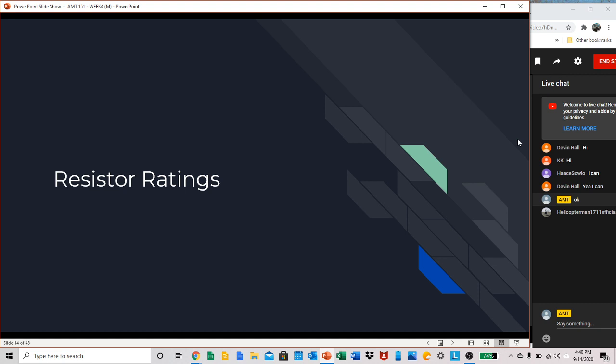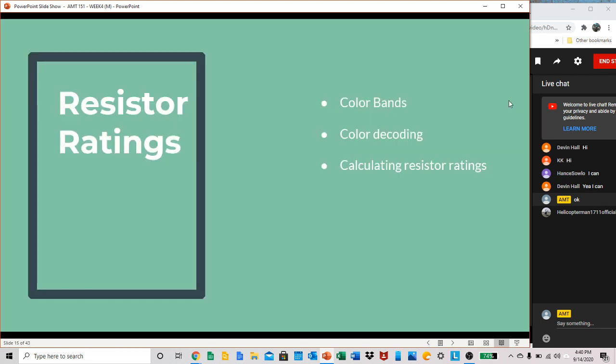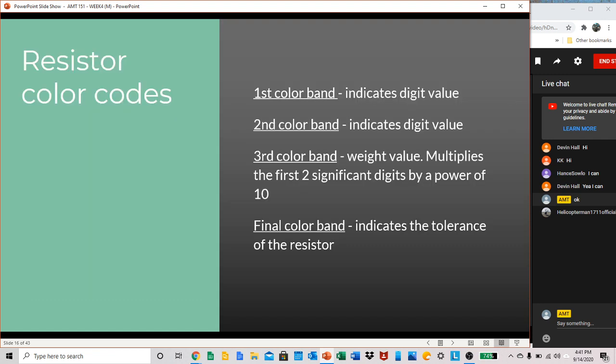Okay, we're going to get into resistor ratings, how these resistors are rated mathematically. Resistor ratings go by color bands. We'll talk about color decoding and calculating resistor ratings. So, resistor color codes. I'm sure you saw on some of those images there, they have a few bands with different colors. Those bands stand for something mathematically.